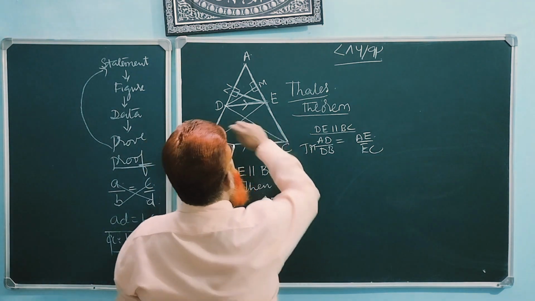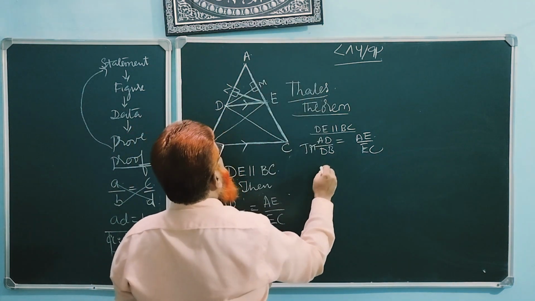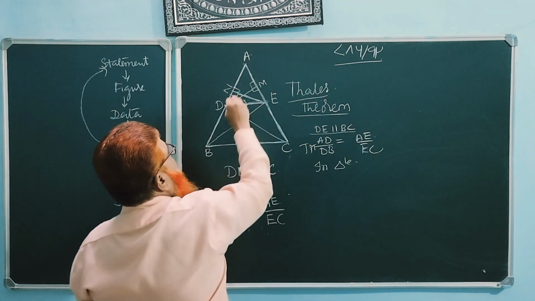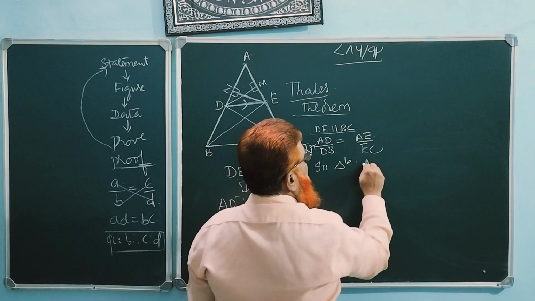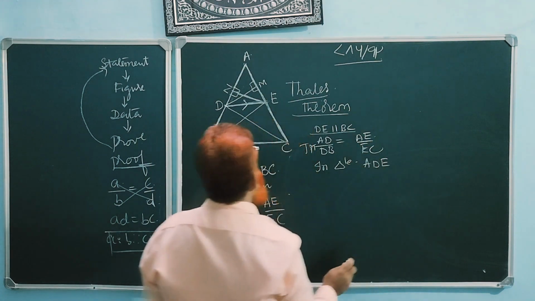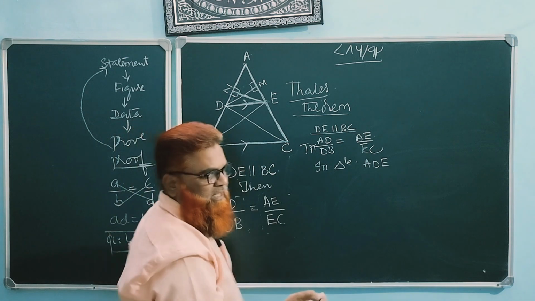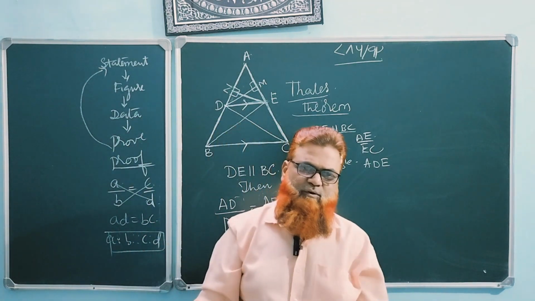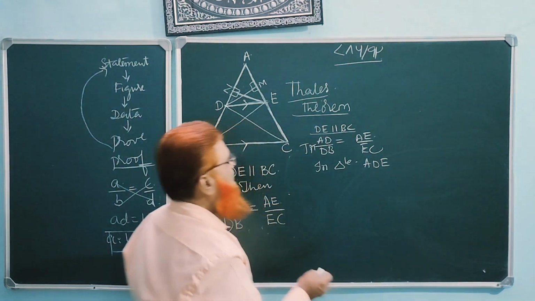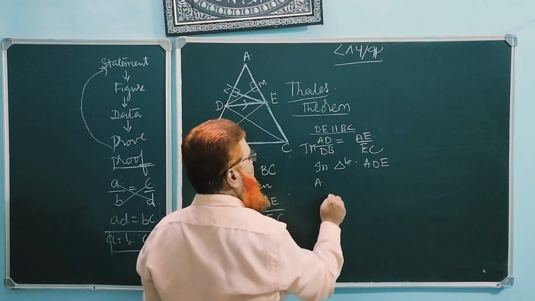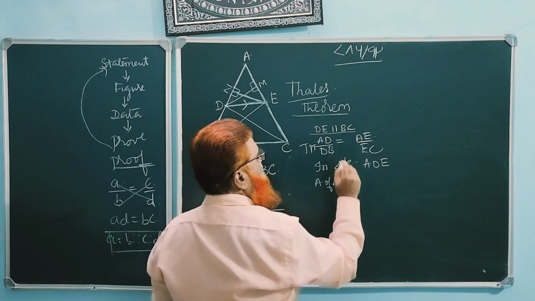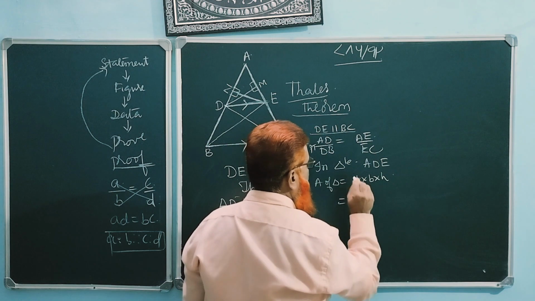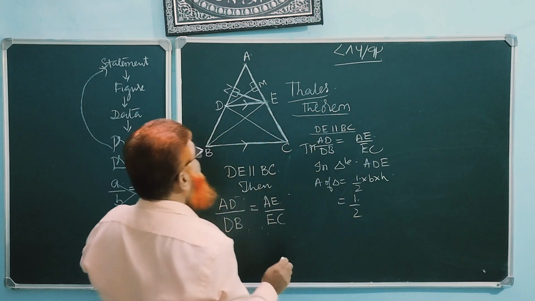Coming to that one. First, see the figure. In triangle ADE, we have to find the area of the triangle. What is the area of the triangle? It's a well-established formula: half into base into height. In triangle ADE, area of triangle is equal to half multiplied by its base and the height. Okay, half. What is the base?